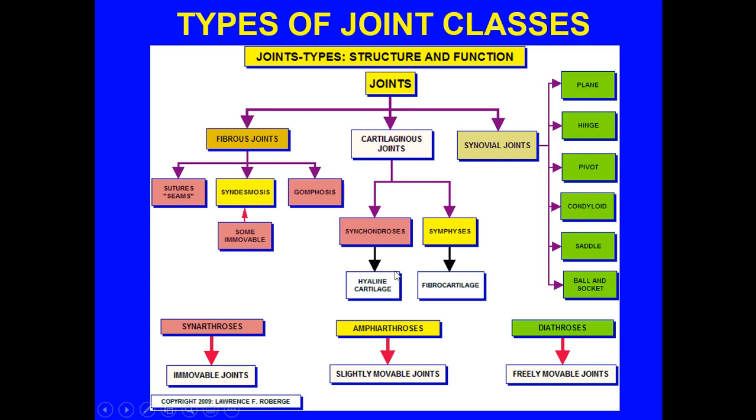The cartilaginous joints, you have two types. Those that are immovable, the synchondroses, where hyaline cartilage is present. You have a few, the symphyses, which are amphiarthrosis, meaning that there's a slight movability in the joint. They have fibrocartilage present. And then we have the synovial joints, where you are freely movable. And all of these types, plane, hinge, pivot, condyloid, saddle, and ball and socket, all are important. They all are movable in one way or another.